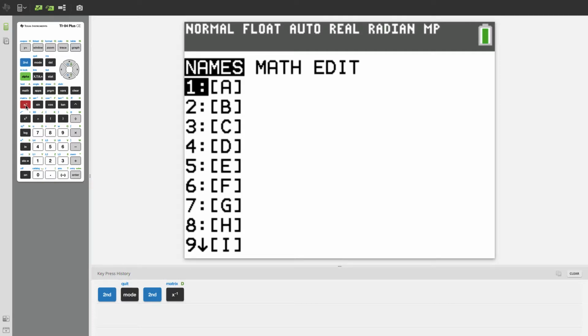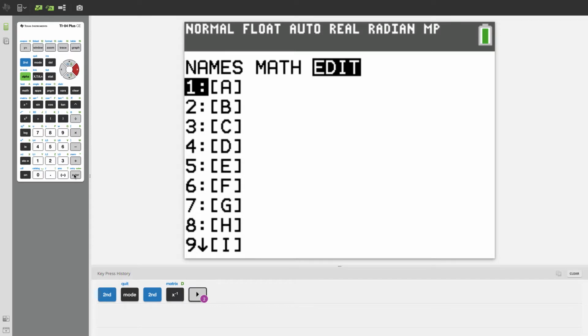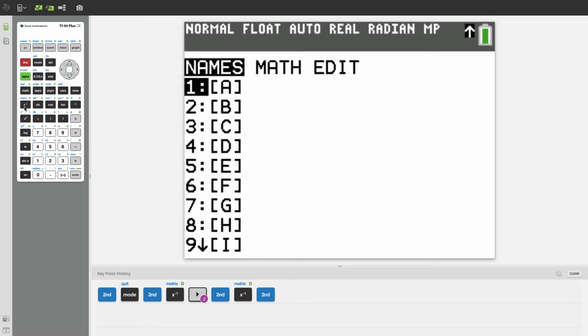Okay, I need to go to edit because I'm going to put a new matrix in. So where's the edit at? It's right at the top. You hit matrix, second x inverse. Look at my keys right here. Second x inverse. Go over. That's not what I want. Press the arrow. Oh, edit. That's what it is. I'm so fuzzy.